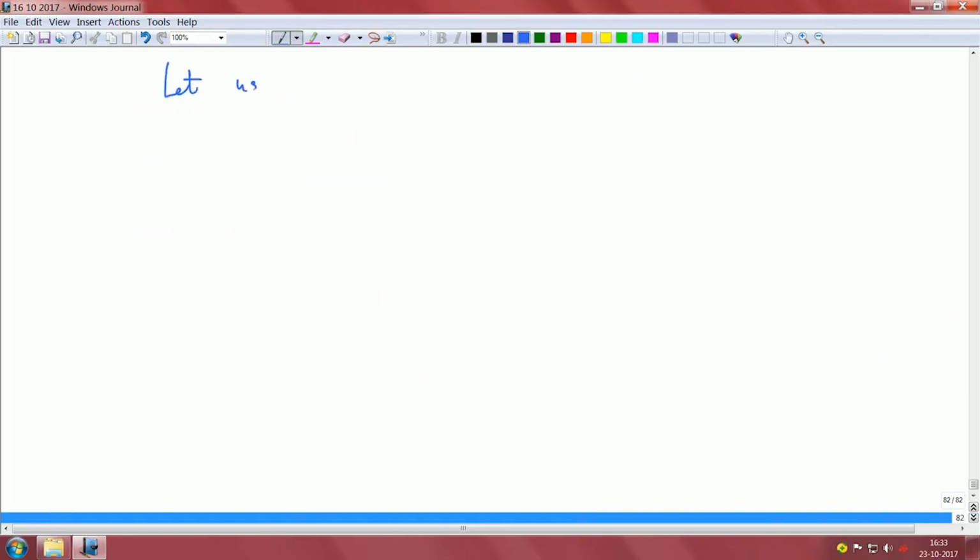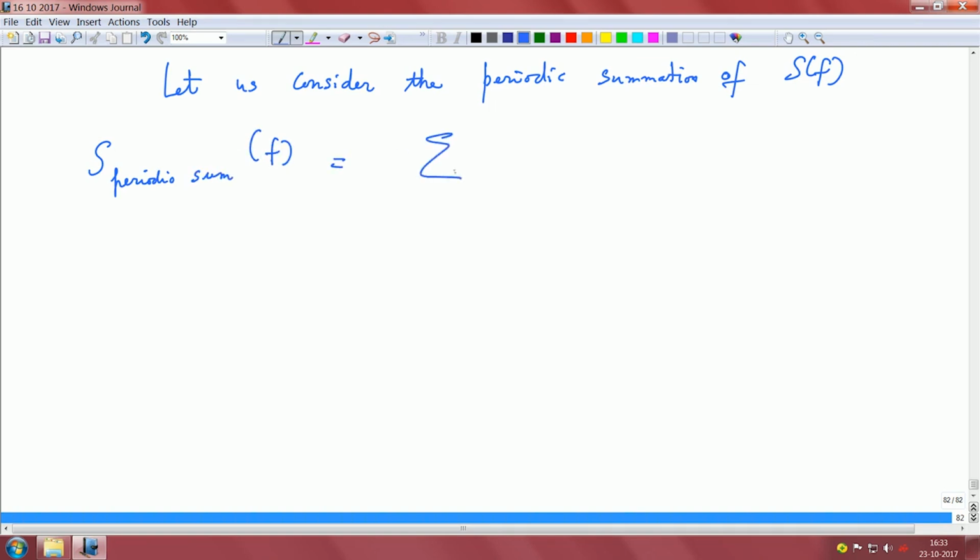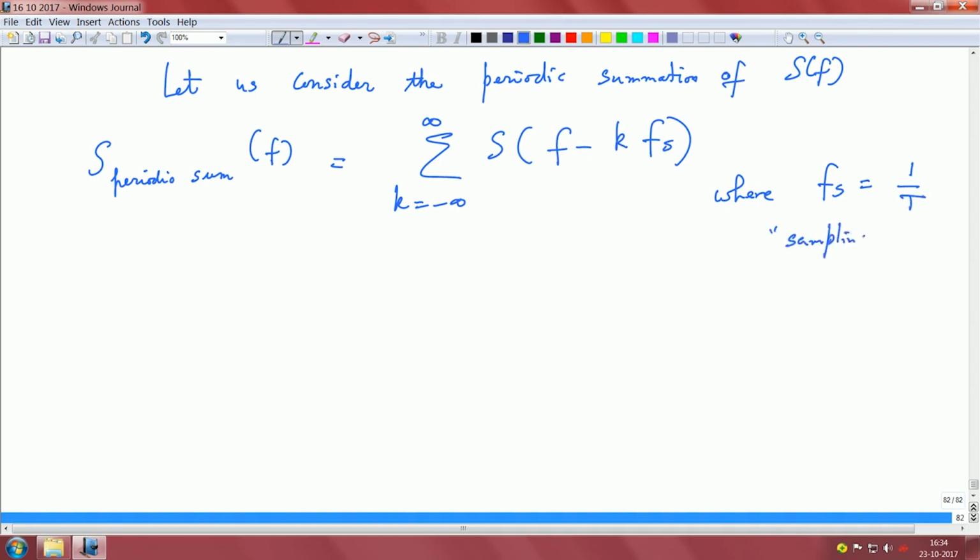Now, let us consider the periodic summation of the spectrum of s of t. This is basically the sum over k equals minus infinity to plus infinity of S of f minus k times Fs, where Fs is 1 upon T, which is basically your sampling rate.